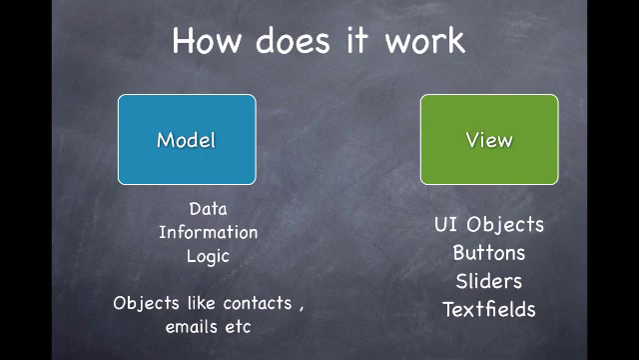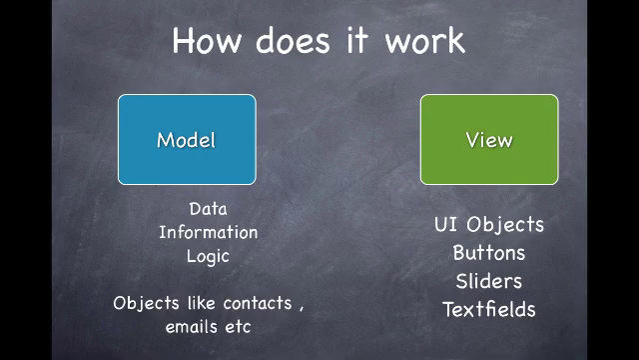Now, the core concept behind MVC is the fact that the model does not talk directly to the view, and the view does not talk directly to the model. They don't know that each other exists. They don't know why they're doing what they're doing. They don't know anything about each other.